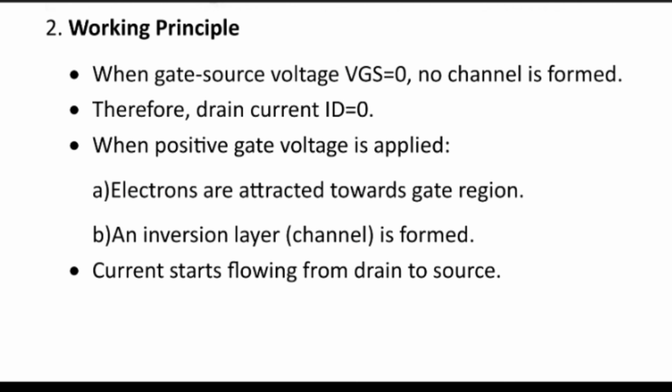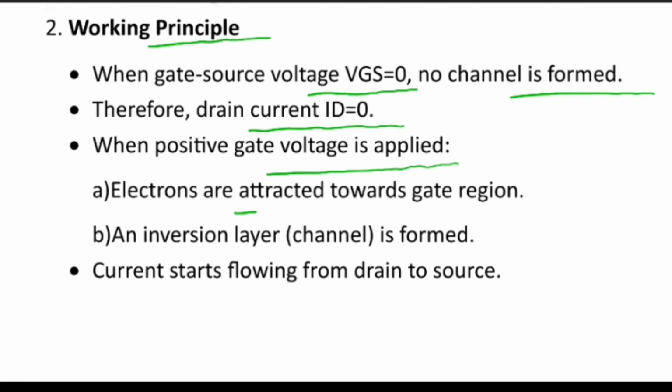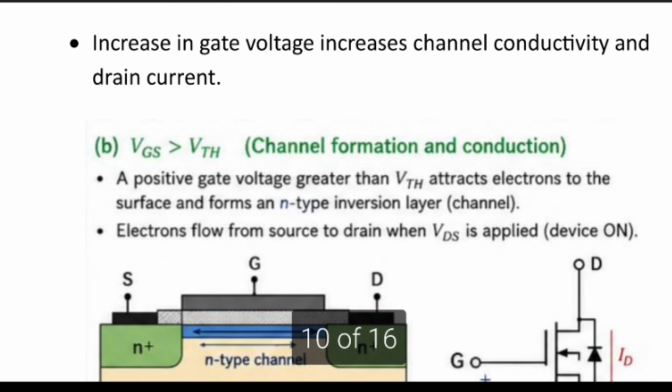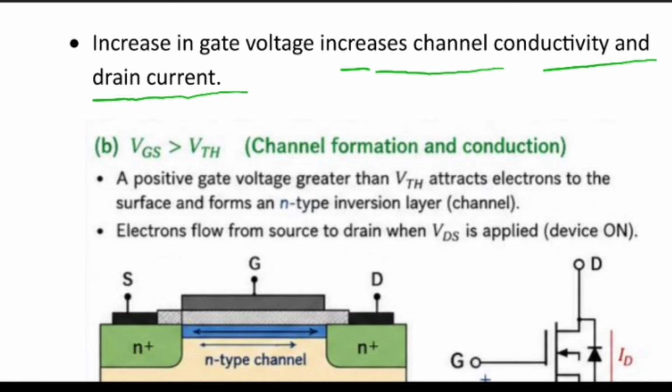Coming to the working explanation, when the gate-source voltage VGS is 0, no channel is formed and the drain current is 0. If a positive gate voltage is applied, electrons are attracted towards the gate region and an inversion layer is formed. Current starts flowing from drain to source, and as the gate voltage increases, channel conductivity and drain current increase.